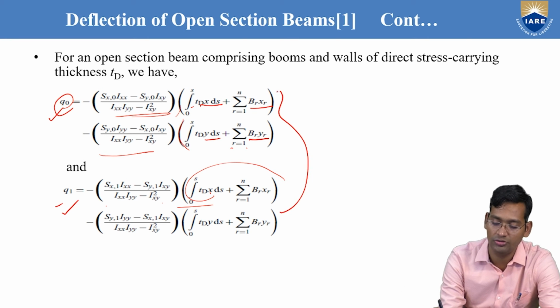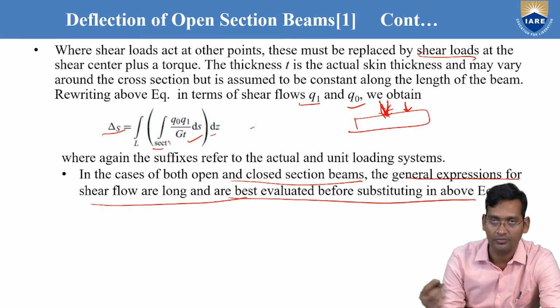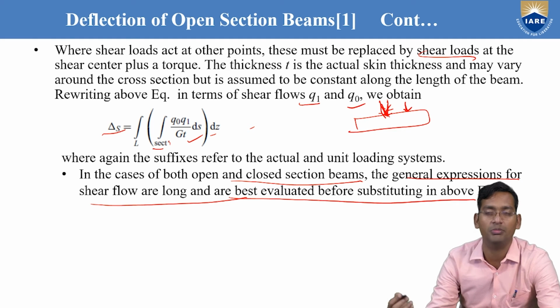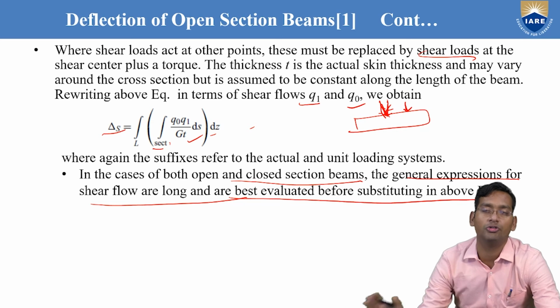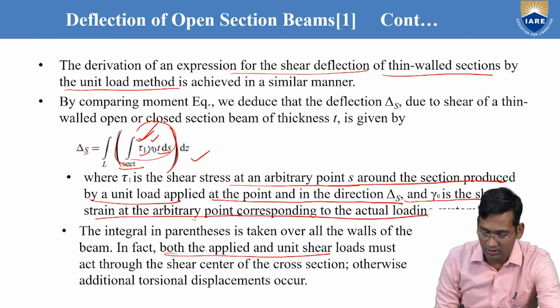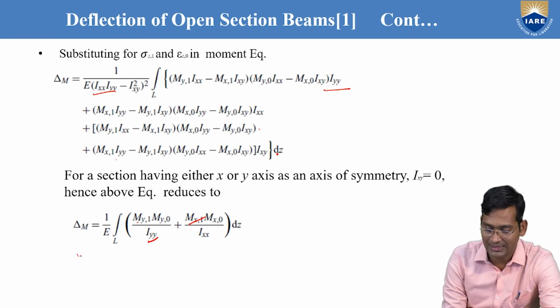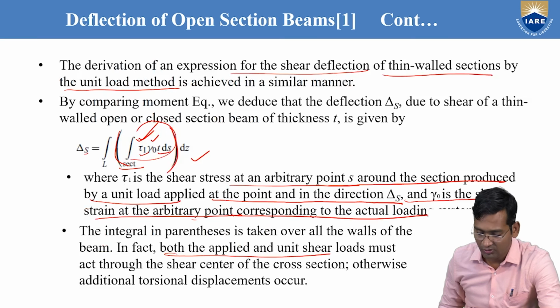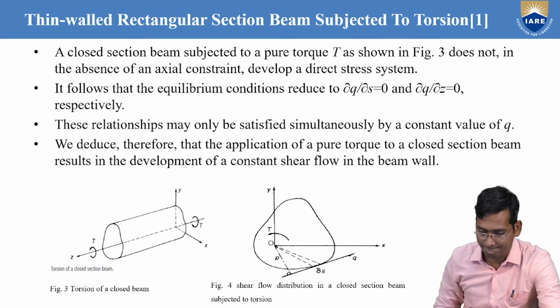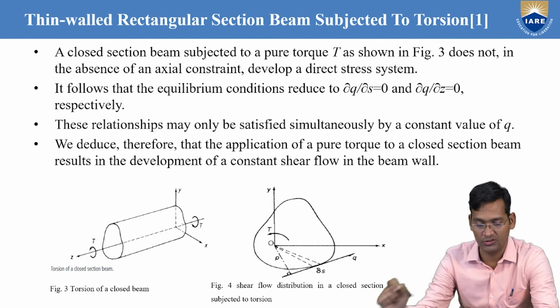Now just substitute these two here, and then, just like the last equation, multiply, expand, put ixy equals 0 and then simplify. Then what you will get is an expression similar to this one, so delta s will be here. Okay, so this topic is over.